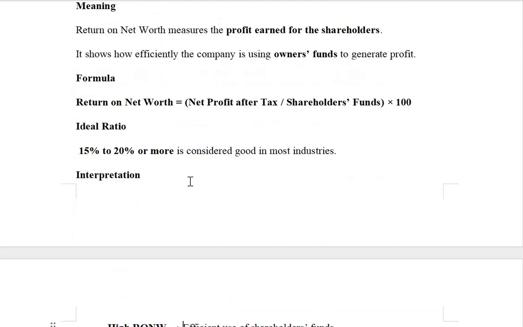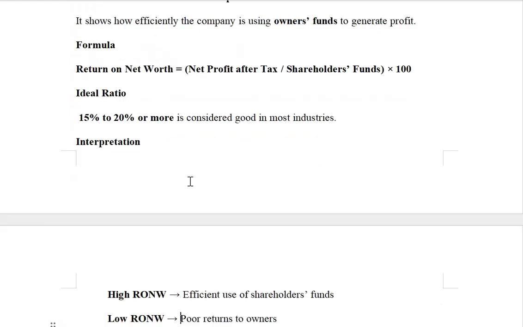Return on net worth is nothing but a measure of the profit earned for the shareholder or equity shareholder: how efficiently the company uses the owner's fund to generate profit. The formula for computing return on net worth is net profit after interest, tax and preference dividend, divided by shareholder fund, into 100. The ideal ratio is 15% to 20% or more for most industries.